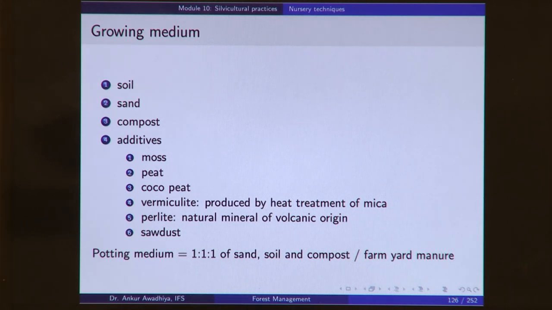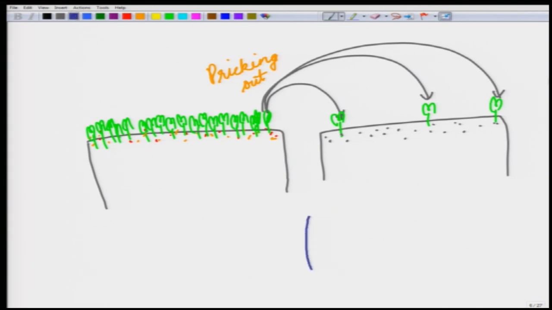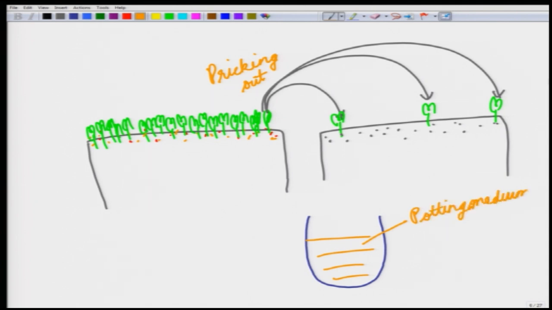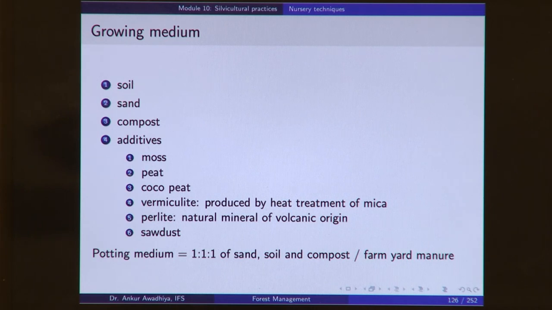Now, later on, if we want to shift these plants into polythene bags, then we can also make use of the potting medium. Now, potting medium is something that is used in pots. So, what we are talking about here is that if we have a polythene bag, this polythene bag will also have to have certain soil. So, this soil is the potting medium. So, in this case we are shifting one plant and planting it in this polythene bag. Now, this potting medium typically is a 1:1:1 ratio of sand, soil and compost or farmyard manure. So, this is a typical combination, 1:1:1 sand, soil and compost or farmyard manure, which is used to raise these seedlings in polythene bags or in pots.